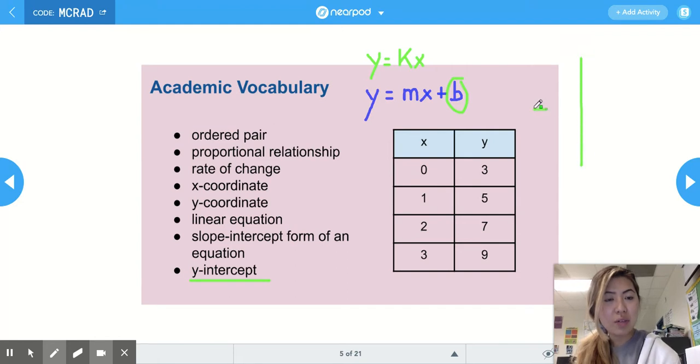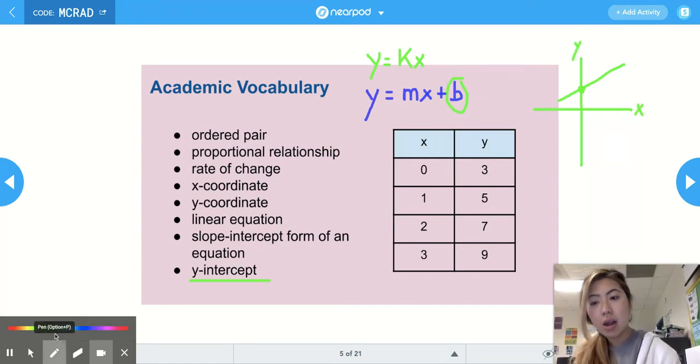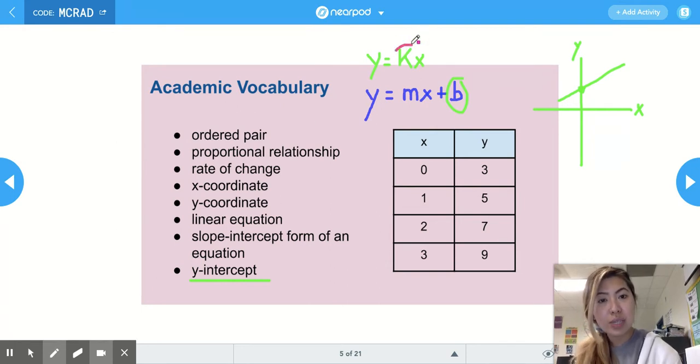So if we have a graph, and let's say that this is our proportional or non-proportional linear line, this point right here is going to be our y-intercept. It's where the line intercepts or cuts across the y-axis. And for our non-proportional relationships, our constant of proportionality, our unit rate, our rate of change, which was represented by k, is now going to be represented by the letter m, but it's essentially still the same thing.